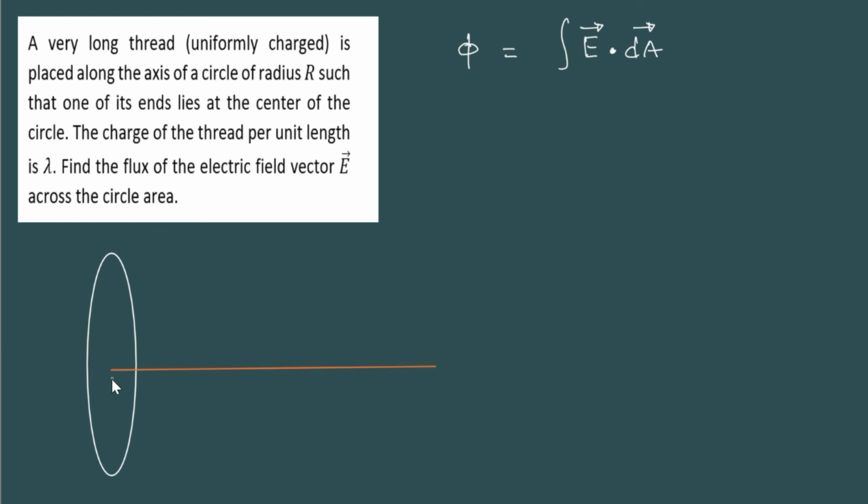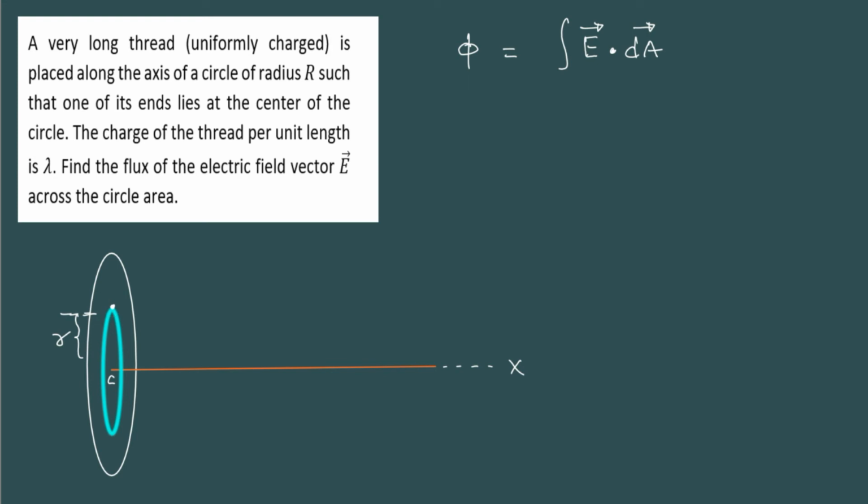So C is the center of this circle, and let the thread be along the x-axis. First, let us calculate the electric field at a particular point, let's say anywhere in the plane of the ring. Since we need the electric field anyway, I'm just considering a ring of radius r, and at this point I'm trying to calculate the electric field.